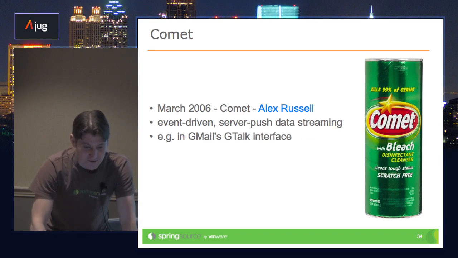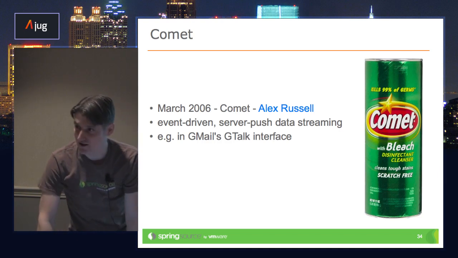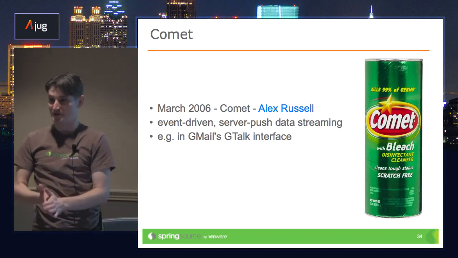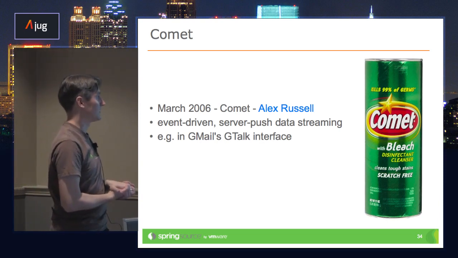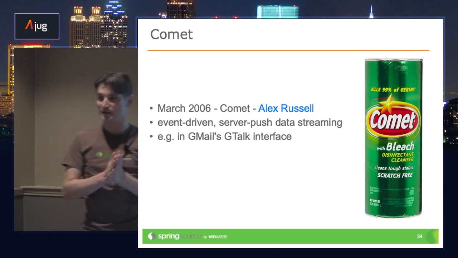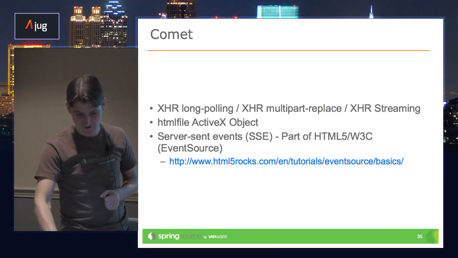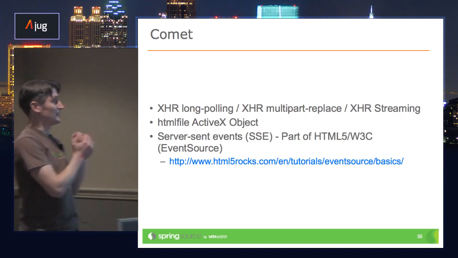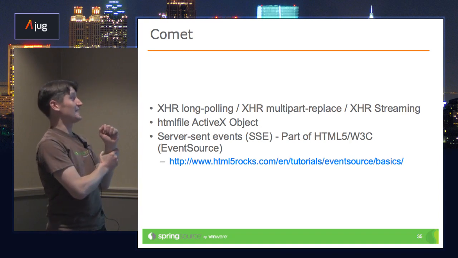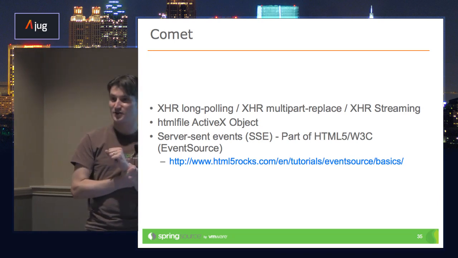Then came Comet, which was coined by Alex Russell. I have a link to his blog post. Kind of like AJAX, he just had too much time and thought about this term. Comet was born: event-driven server push data streaming. Gmail's gTalk was one of the first to use that. All kinds of hacks around that, using long polling, the HTML file, ActiveX object, all kinds of different weird hacks. You can basically make that work across browsers.